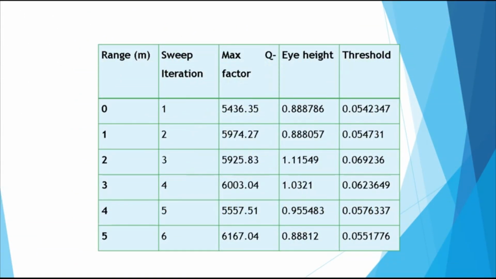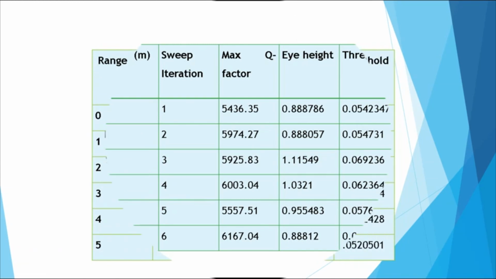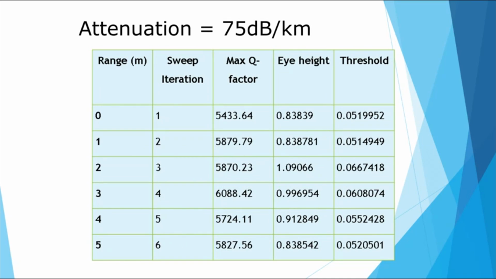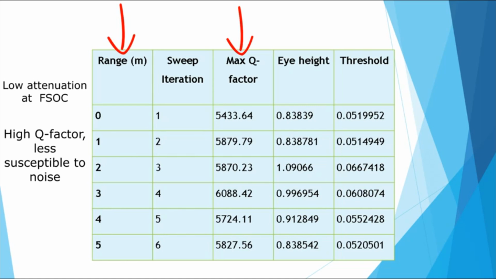From the table obtained, we can see that at 25 dB per kilometer attenuation, the Q factor increases with the increasing range between transmitter and receiver. Relatively, at attenuation of 75 dB per kilometer, the value of Q factor is slightly lower than at 25 dB per kilometer. The maximum Q factor increasing with the increasing distance was caused by the low amount of loss that was set at the free space optical channel. Also, the higher the value of Q factor, the less susceptible the signal is to noise.